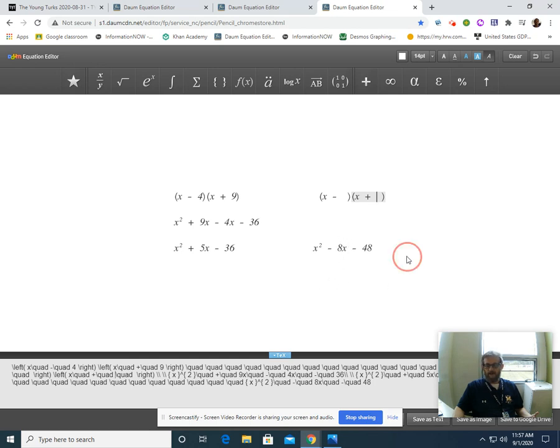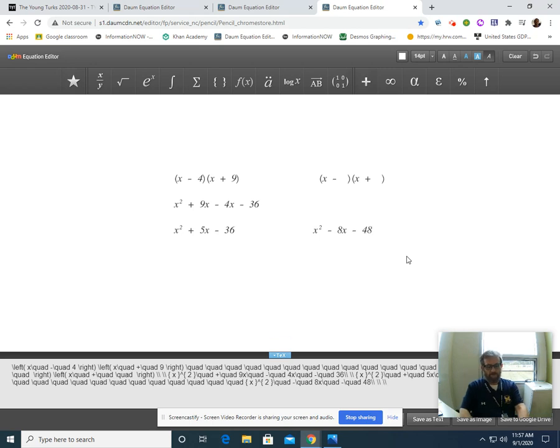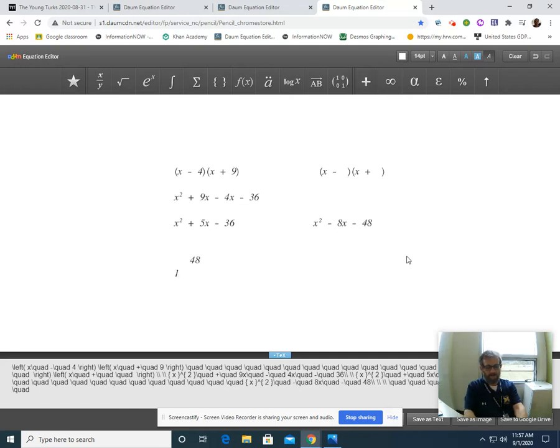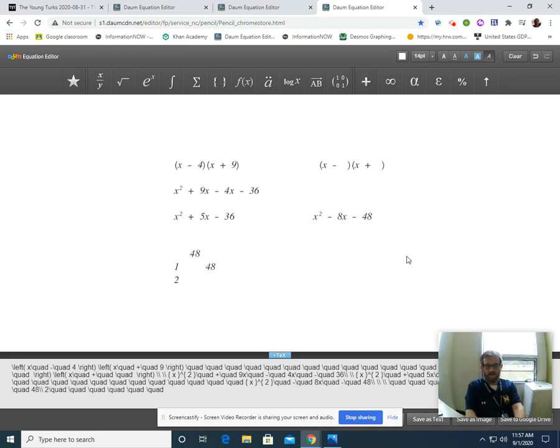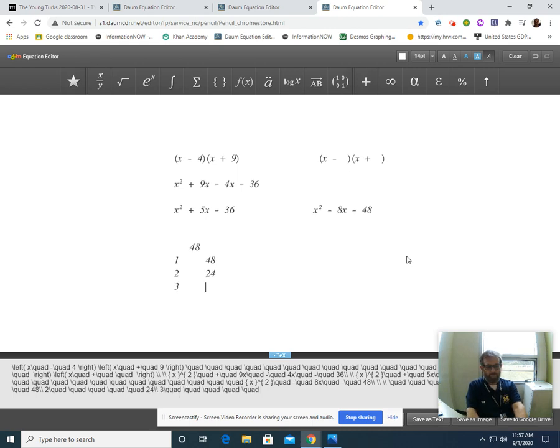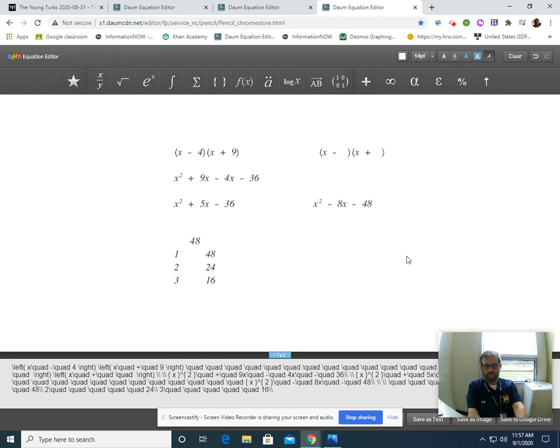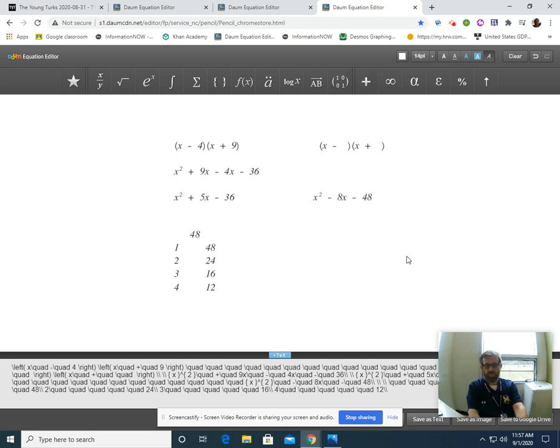So if I think about what multiplies, I'm looking at the number 48, and I'm like, okay, what multiplies to give me 48? Well, it could be 1 times 48. That multiplies to give me 48. It could be 2 times 24. That multiplies to give me 48. It could be 3 and 16. That also multiplies to give me 48. It could be 4 and 12. That multiplies to give me 48. It could be 6 and 8. So there's lots of choices. It's not just one option.